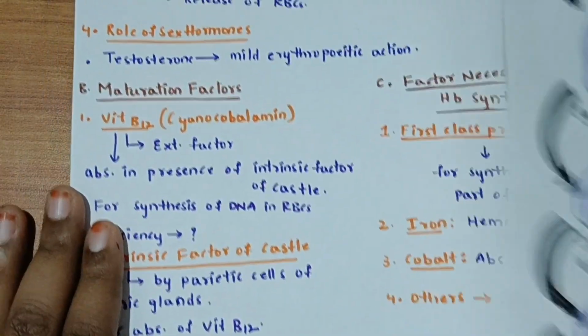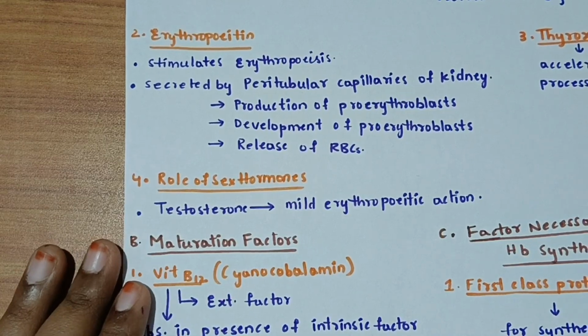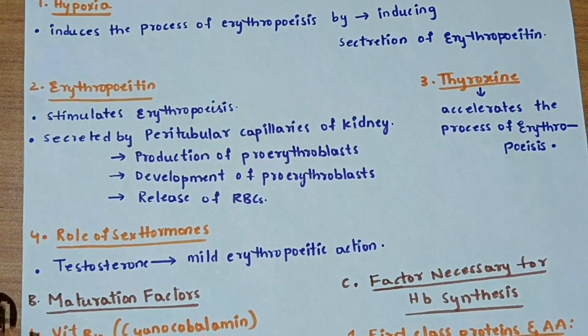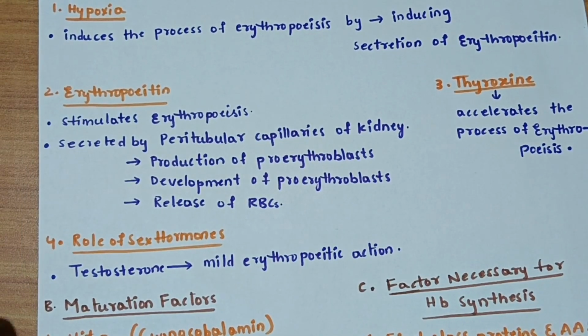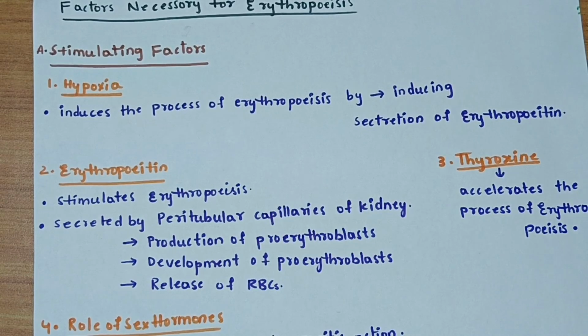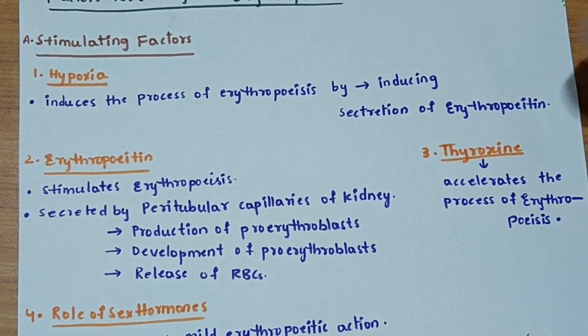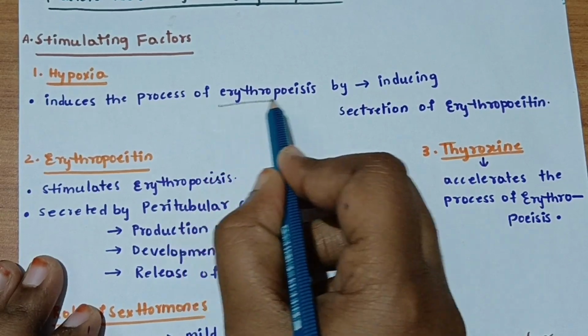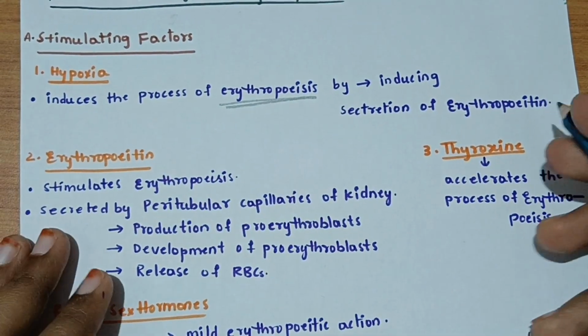And let's see what are the factors that are necessary for erythropoiesis. There are different factors that help in the process of erythropoiesis. There are some stimulating factors which facilitate erythropoiesis, in which the first one is hypoxia. What is hypoxia? It is the decreased availability of oxygen by blood to the tissues. So hypoxia stimulates the process of erythropoiesis by inducing secretion of erythropoietin.